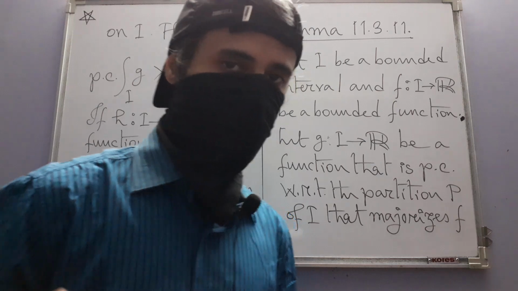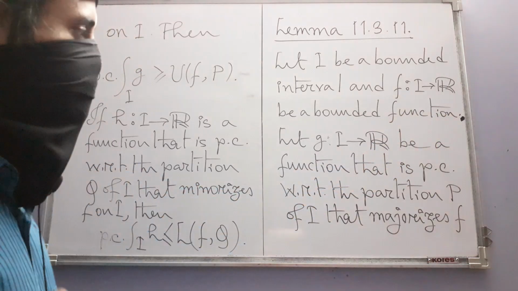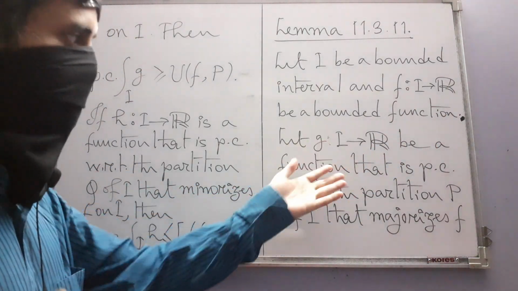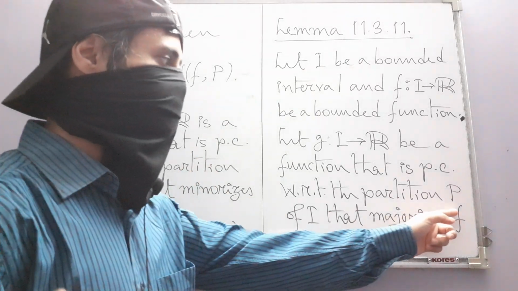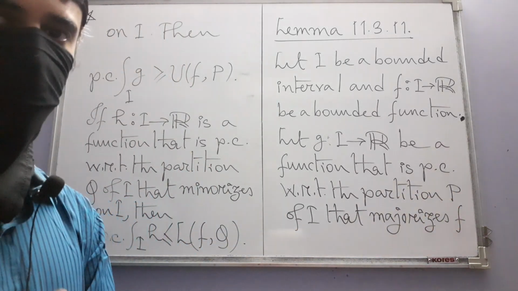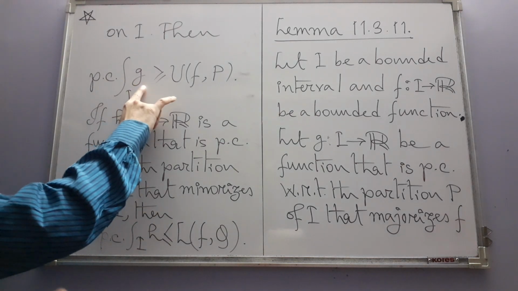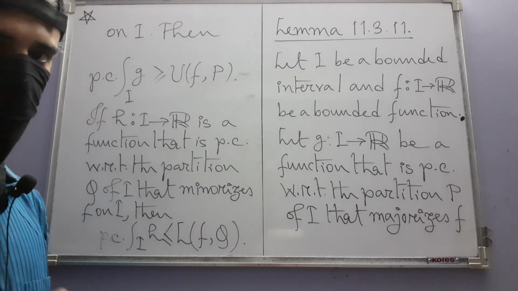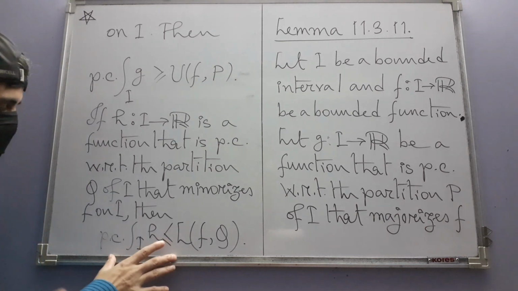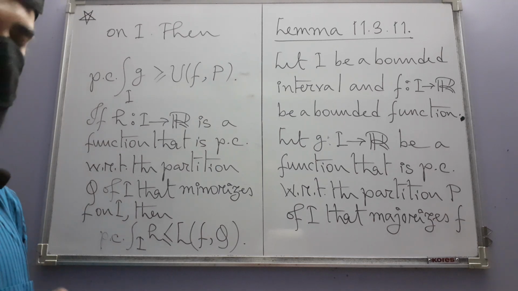So the interpretation of this statement is, of course, very easy. We have f as usual, and we have a majorizing piecewise constant function g, and g is piecewise constant with respect to some partition P of I. Then the PC integral of g is greater than or equal to the upper Riemann sum of f with respect to P. And similarly, we have this for the minorizing piecewise constant function h.